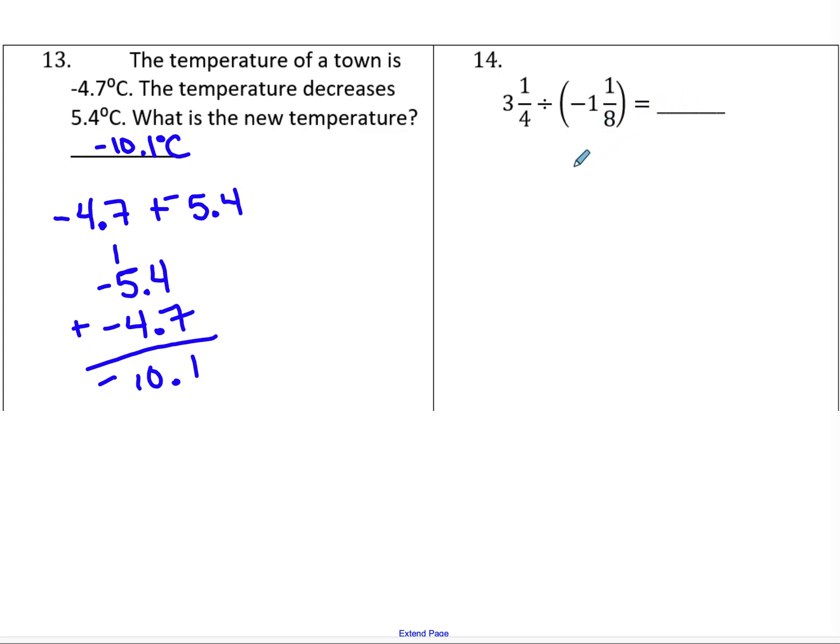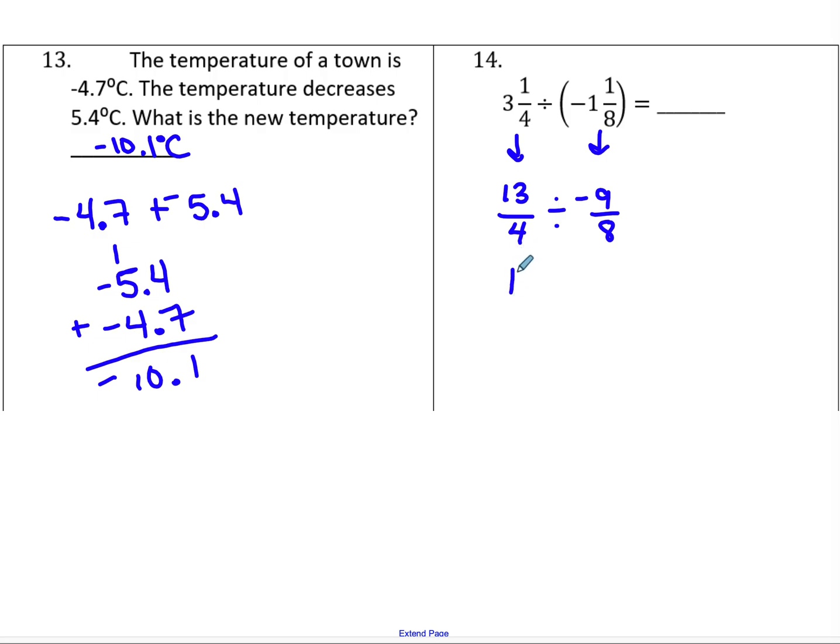All right, let's take a look at this next one. Here we have a division problem. 3 and 1/4 divided by negative 1 and 1/8. For multiplication or division, when we have mixed numbers or whole numbers, we need to make them improper fractions before we can do our operation. So 4 times 3 is 12, plus 1 is 13/4. Divided by, I'm not going to do keep, change, flip just yet. I'm going to make my improper fractions first. 8 times 1 is 8, plus 1 is 9, so I have negative 9/8.